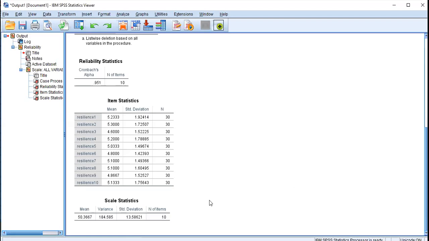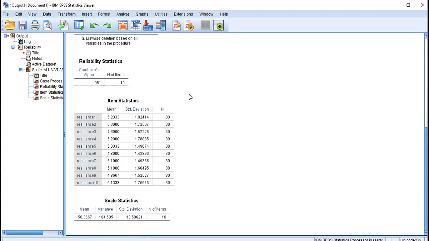And if you look at the total, the mean is 50.3667, and the standard deviation is 13.58. So this is the answer we've got. One thing is known, the Cronbach's alpha is quite high. It is excellent, the reliability is very high, a fairly high degree of reliability at 0.951.